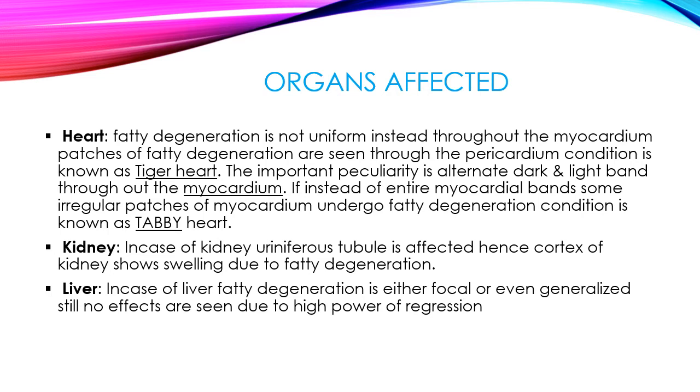If the kidney is affected during fatty degeneration, the uriniferous tubules are affected, hence the cortex of the kidney shows swelling due to the fatty degeneration. Which part shows the fatty degeneration? The cortex of the kidney. In the case of the liver, fatty degeneration is either focal or even generalized. Still, no effects are seen in the early stage, meaning in the liver, fatty degeneration is not detected early.